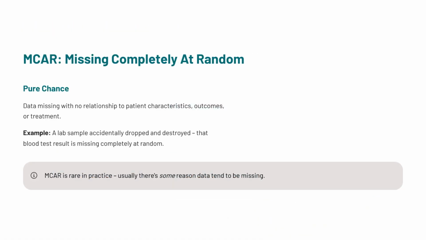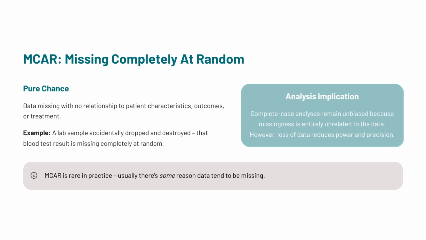Again, missing completely at random means exactly what it sounds like. The data are missing purely due to chance, with no relationship to patients' characteristics or their outcomes. For instance, say a lab sample is accidentally dropped and destroyed. That blood test result is missing completely at random because the chance of that happening wasn't because of the patient's identity or their health status.